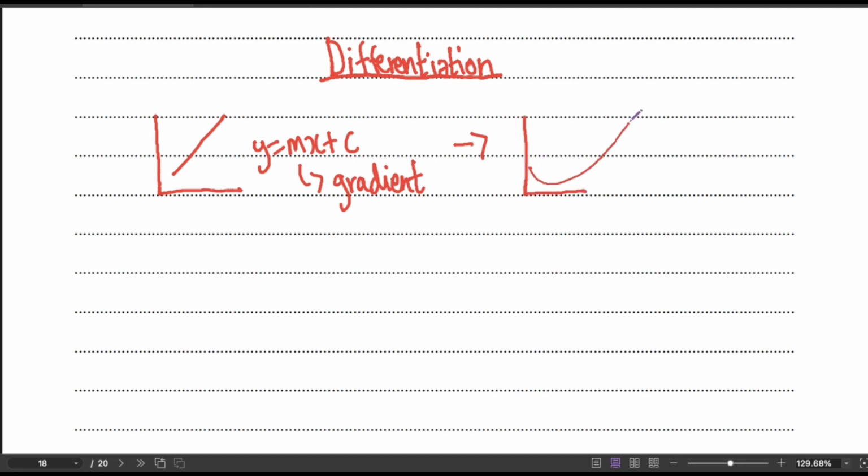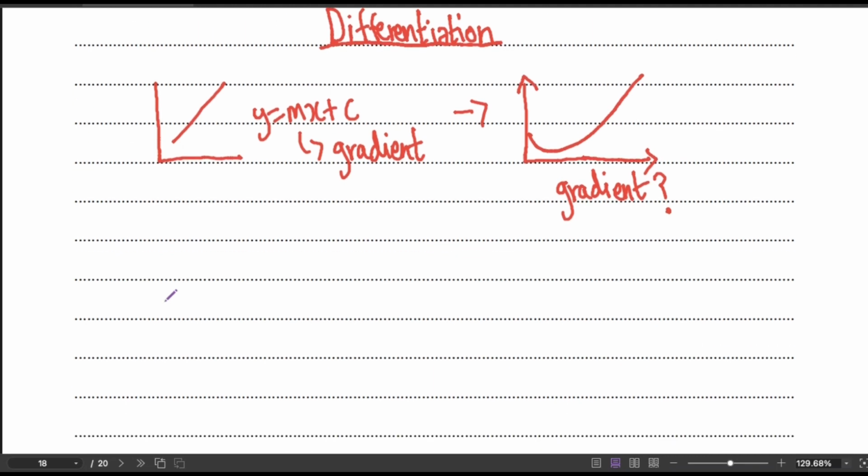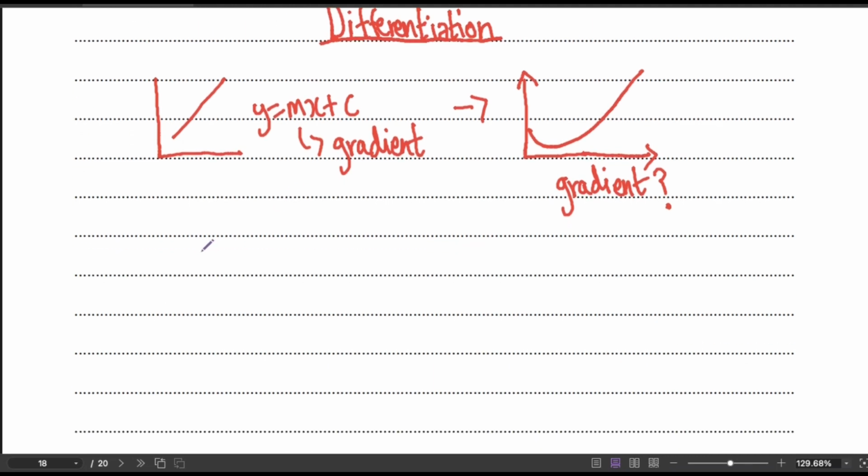Went down and then went back up, right? Let's say that's a curve that we had. Does this curve have a gradient? Or what does it mean for a curve to have a gradient? Is that a thing? Does it make any sense? Well, the answer is yes and no. So the curve does not have a gradient, but each point on the curve has a different gradient.